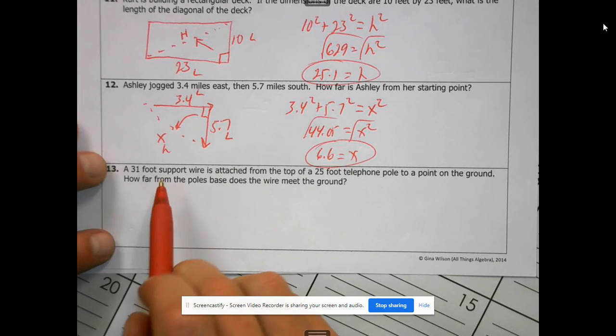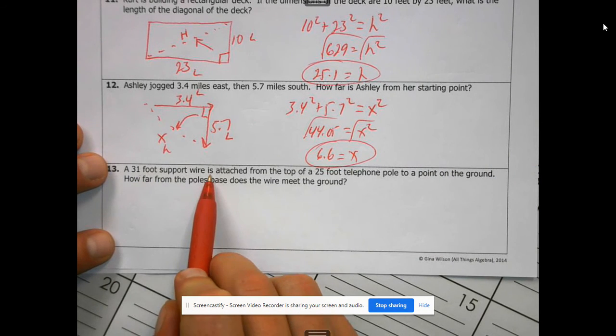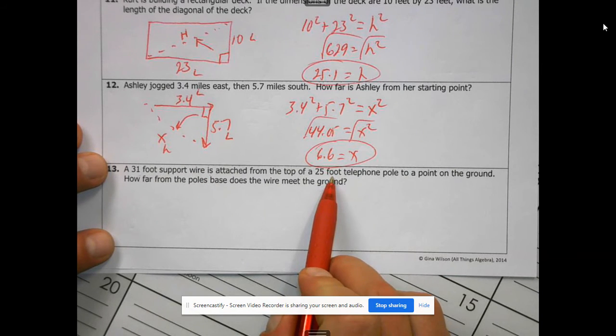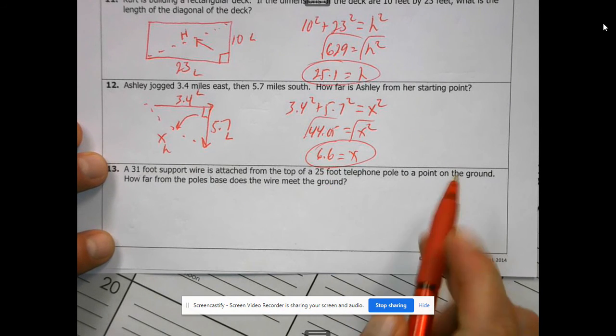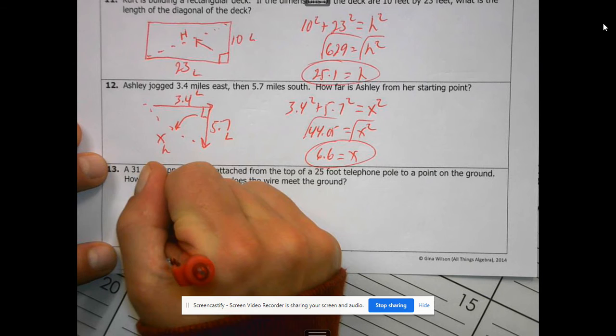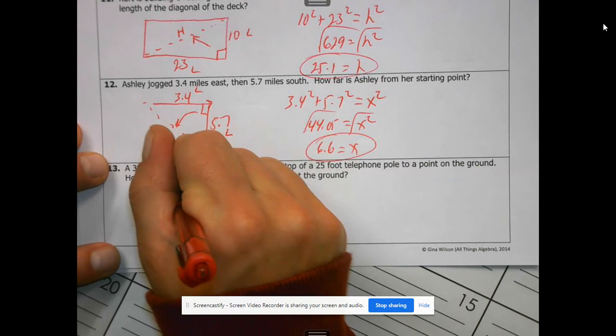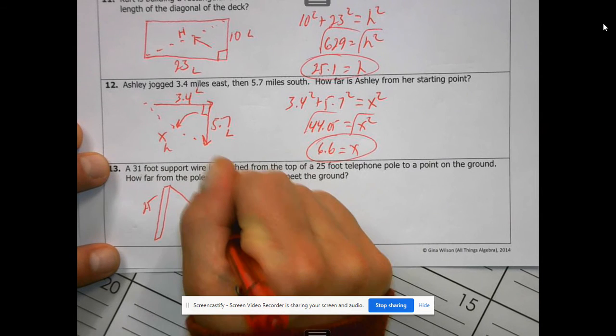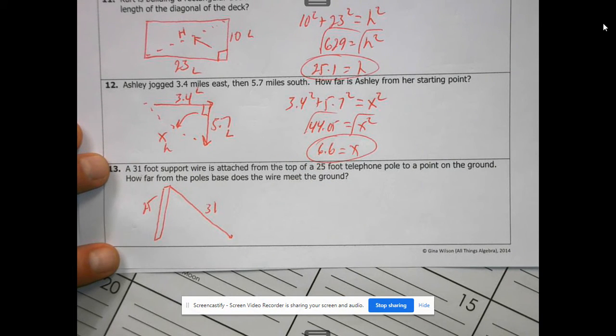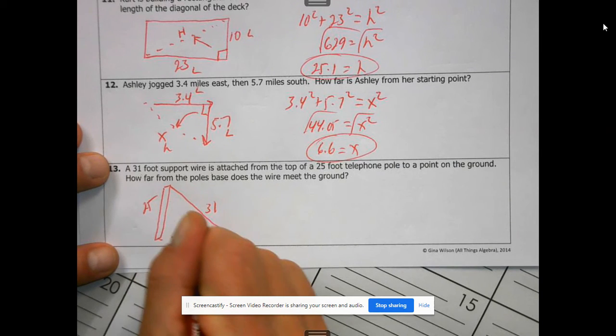Number 13, a 31-foot support wire is attached from the top of a 25-foot telephone pole to a point in the ground. Pole, 25 feet. Wire attached to the ground, 31 feet. How far from the pole's base does the wire meet the ground?